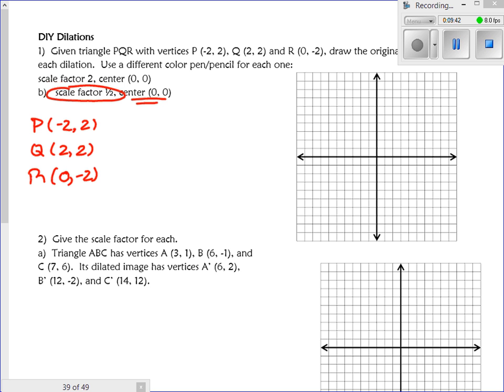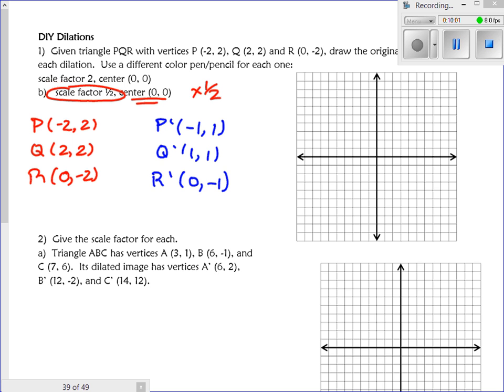So all we want to do, since the scale factor is 1/2, is cut everything in half. So P prime is now negative 1, 1. Q prime is 1, 1. And R prime is 0, negative 1. I'm not trying to flip negatives or anything like that. You're literally just multiplying through by the scale factor.